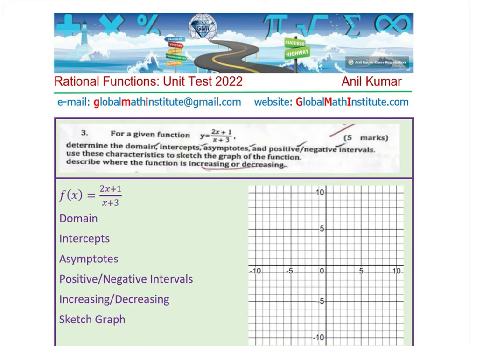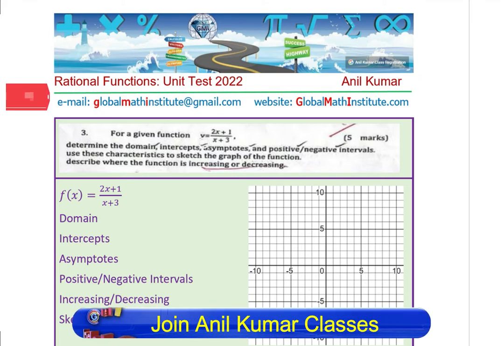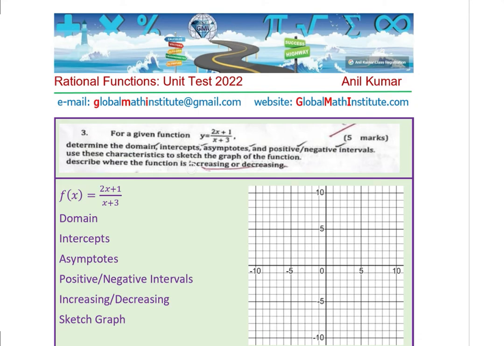Now here is question number 3 for you. For the given function y equals (2x plus 1) over (x plus 3), determine the domain, intercepts, asymptotes, and positive and negative intervals. Use these characteristics to sketch the graph of the function. Describe where the function is increasing or decreasing. So all these parameters you need to identify to understand this particular function, which is a quotient of linear functions, right? That is also chapter 2 for you. So we have a detailed question on chapter 2 here, where we will discuss each and everything.